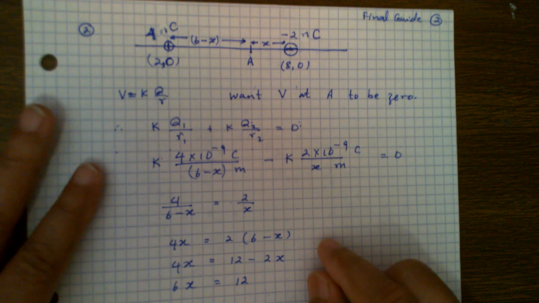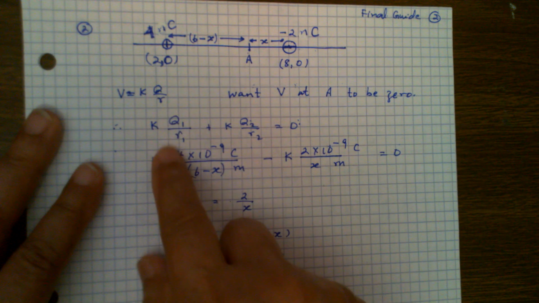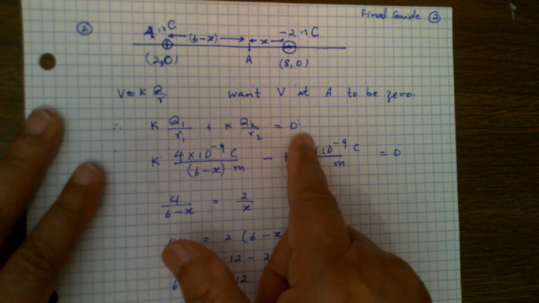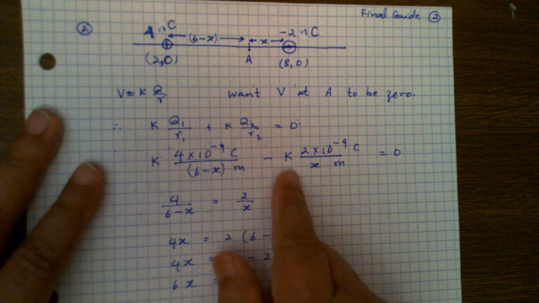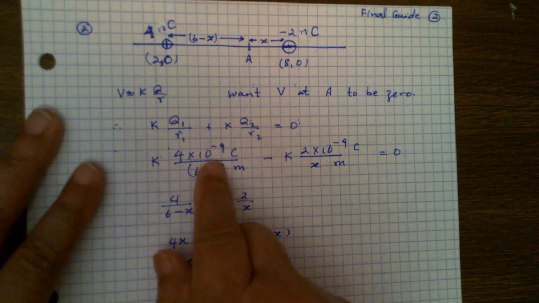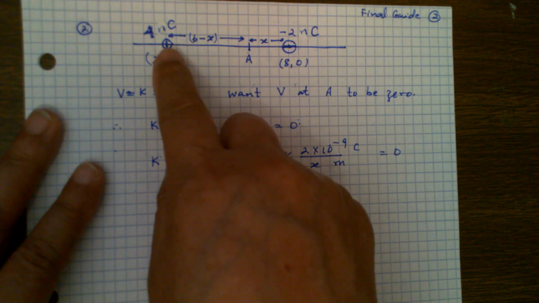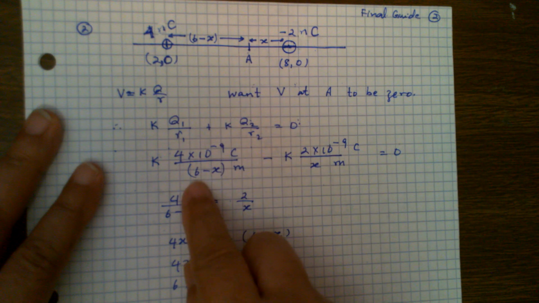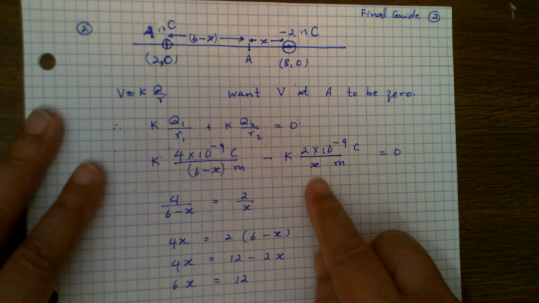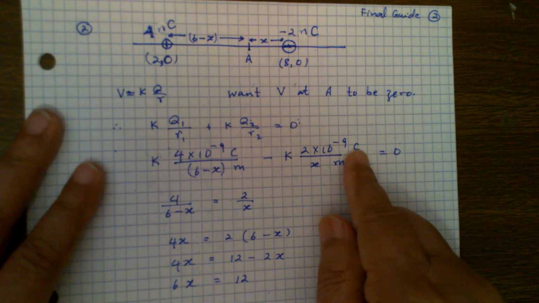All right? And the formula for potential is simple, kq by r. So kq1 by r1 plus kq2 by r2 is equal to 0. And k is just a constant, so it will cancel out in this equation. Q1 is 4 times 10 to the power minus 9 coulombs, or 4 nanocoulombs. The distance from here to here is 6 minus x meters. And the distance from here to here is just x.